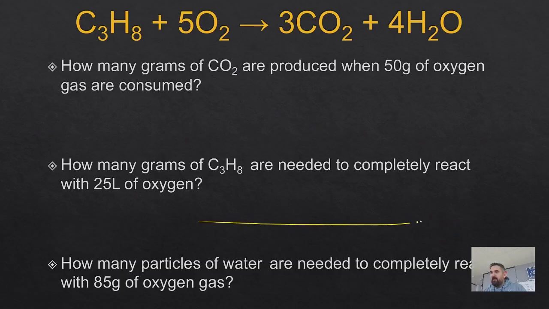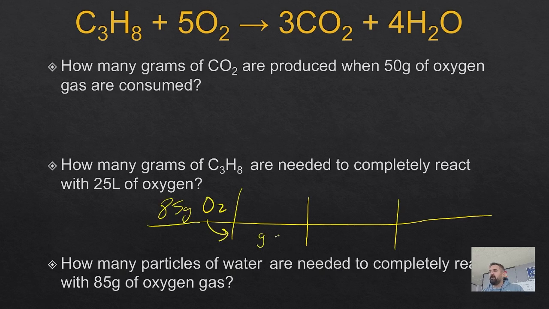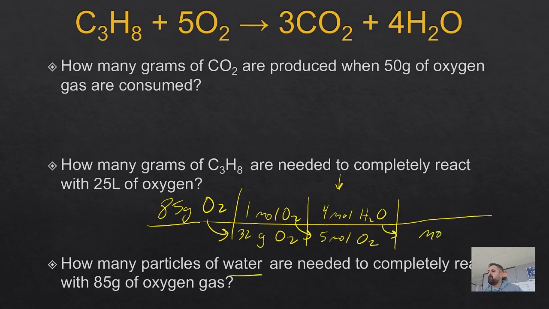So our given information is going to be 85 grams of O2. What unit goes down here? How many moles? 1 mole of O2. What goes to here? 5 moles of O2. And then here they're asking for water. So what goes to the top? 4 moles H2O. What goes down here? Moles of H2O. It's going to be 1.